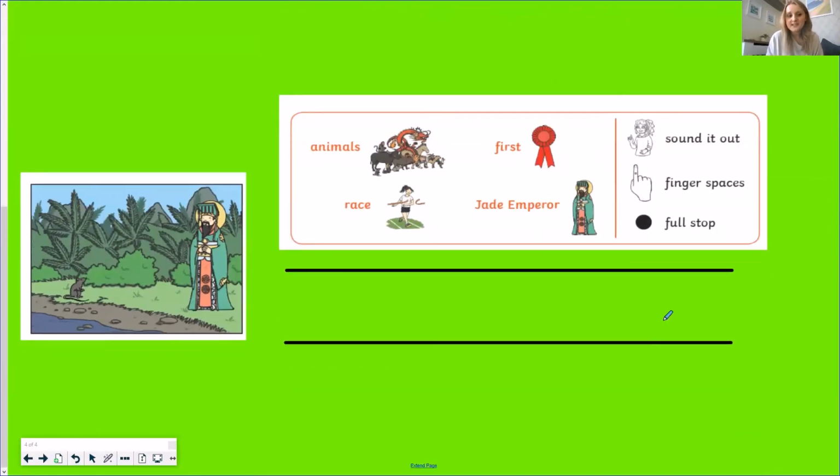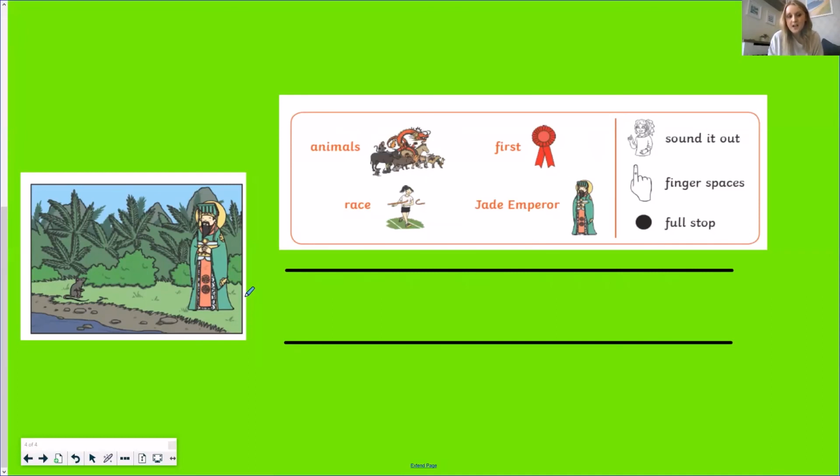Here we have another picture, and this time this is your task. You'll see we have a different picture here from the same story. I can see the Jade Emperor and I can see the rat. Ooh, what do we know about the rat from the story? The rat came first in the race. That's right. So our sentence could be something to do with that. Pause the video now and tell your grown-up a sentence about this picture.